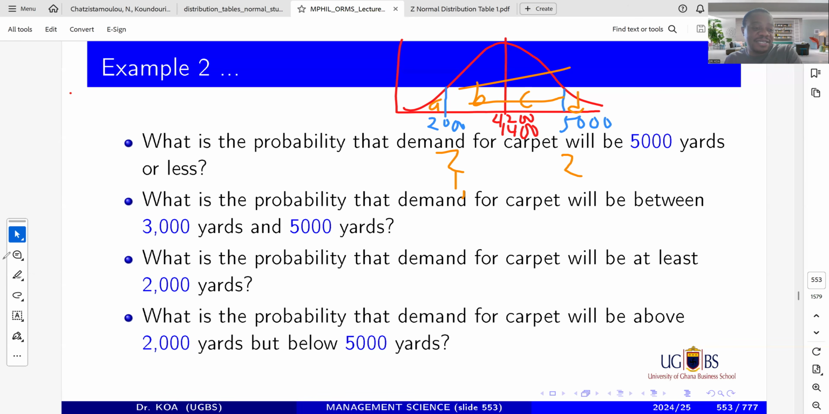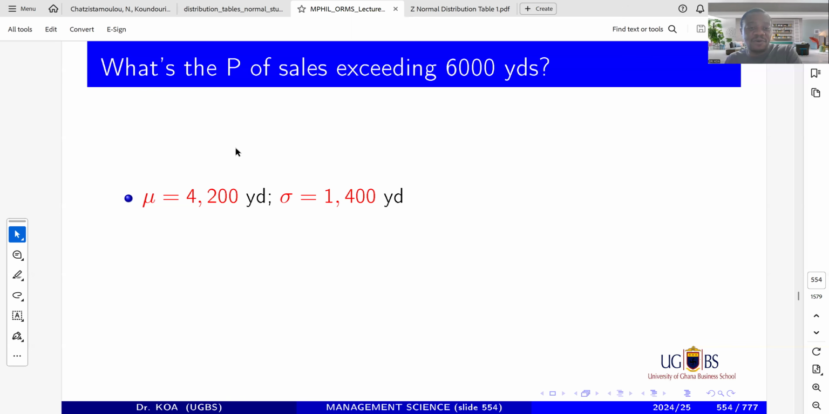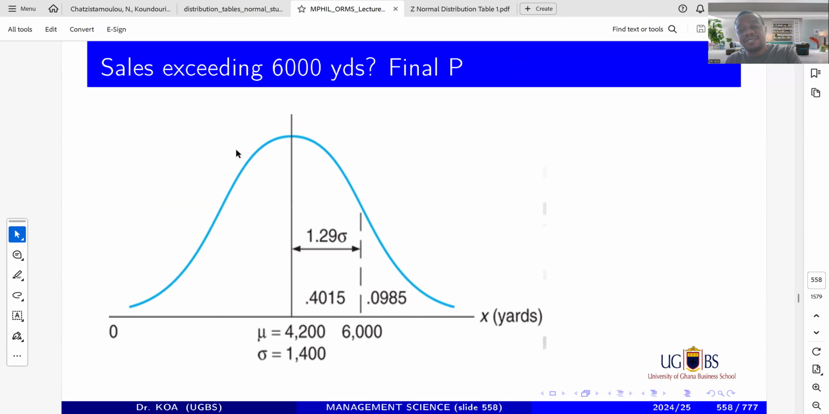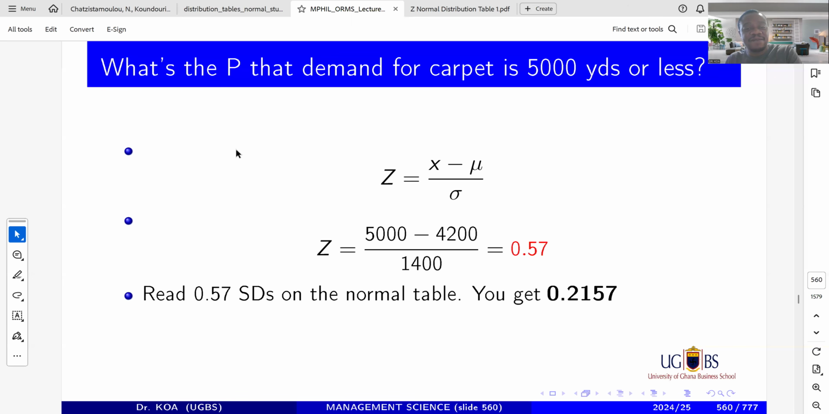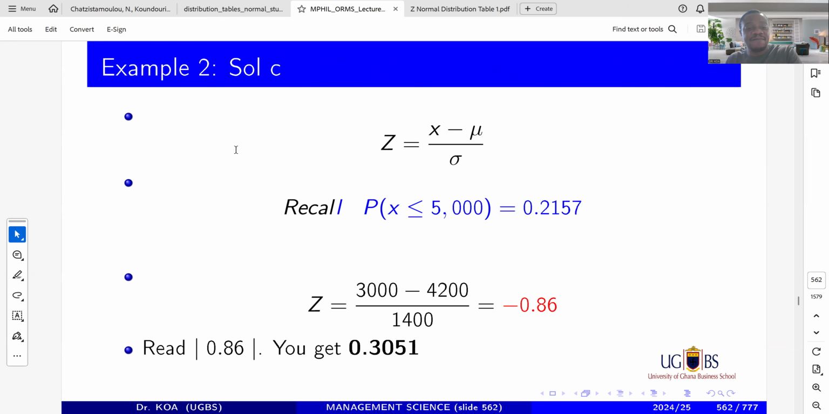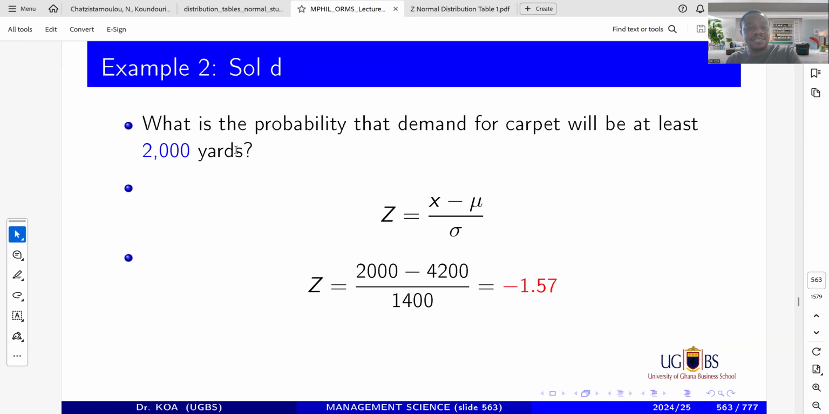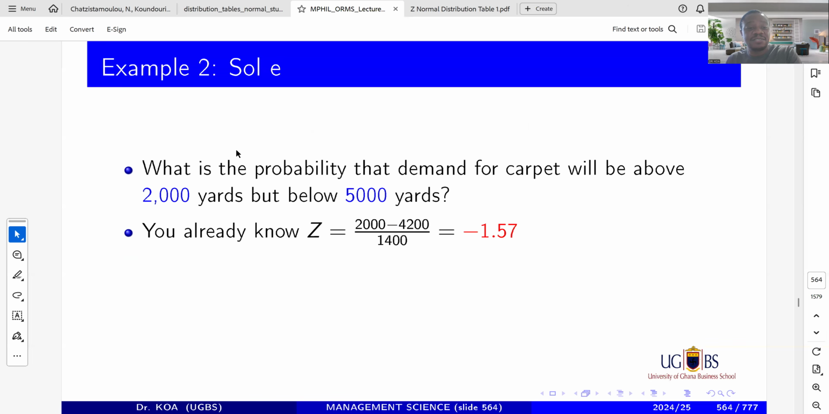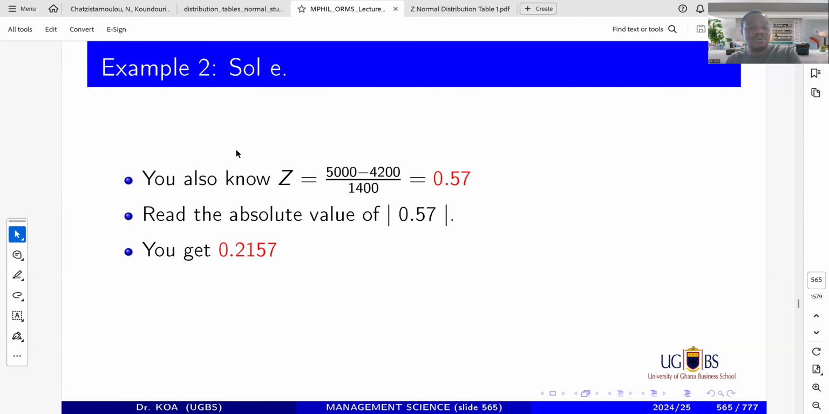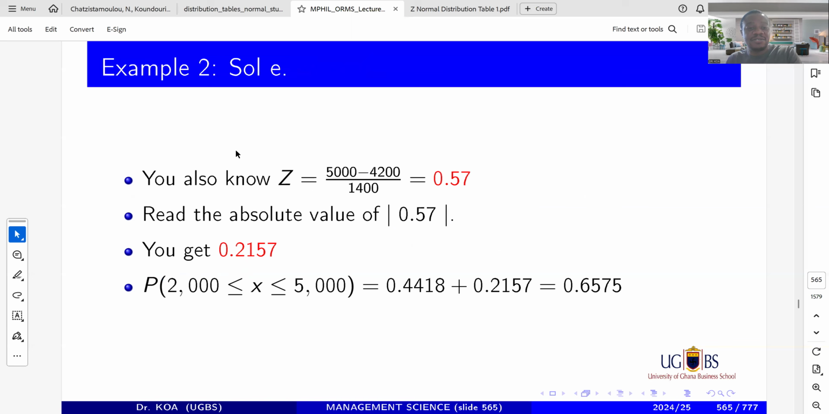So everything that you see here is as a result of thought. If you go through the slide, you see that I've done all of them here. All of them have been nicely executed. This is at least 2,000. This is the last one here. And when you do that, you add them. This is a 2,000. This is a 5,000. You add them, you get 66% approximately.